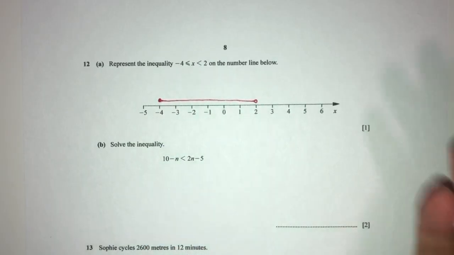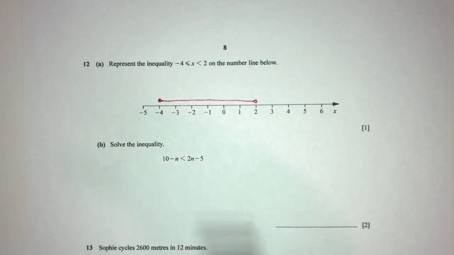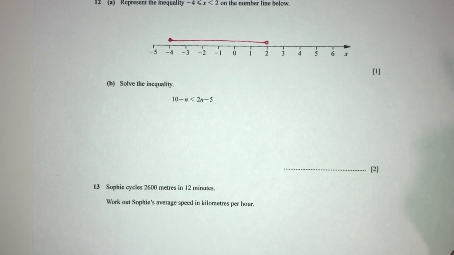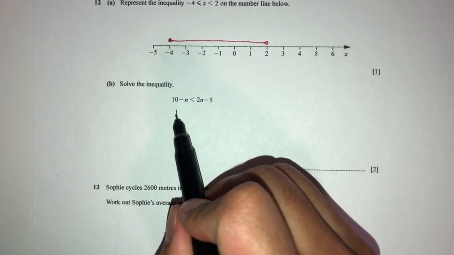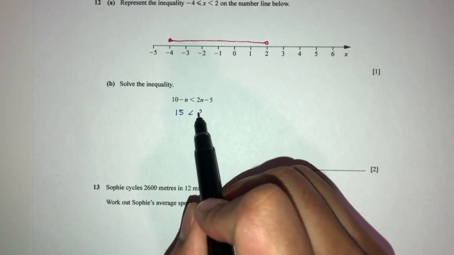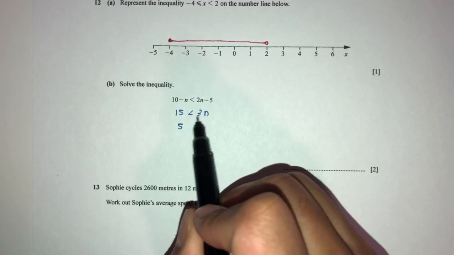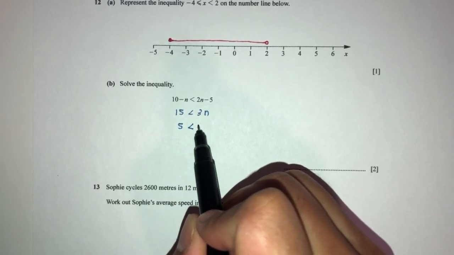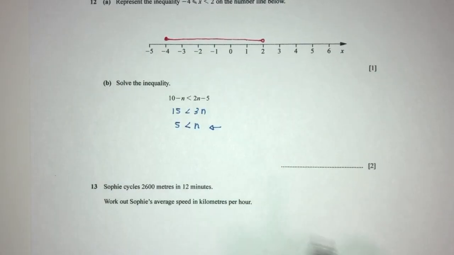Right. So of course use a ruler if you have one. It's best for you. That is part 1. Part B, solve this one. So let's send all the n to one place and all the constants to the other place. So you have this and this over here become 15. This over here become 3n. So your value will become 5 divided by 3 actually. So that will become 1, that will become 5, and you will have this. So this will be your answer for part B.